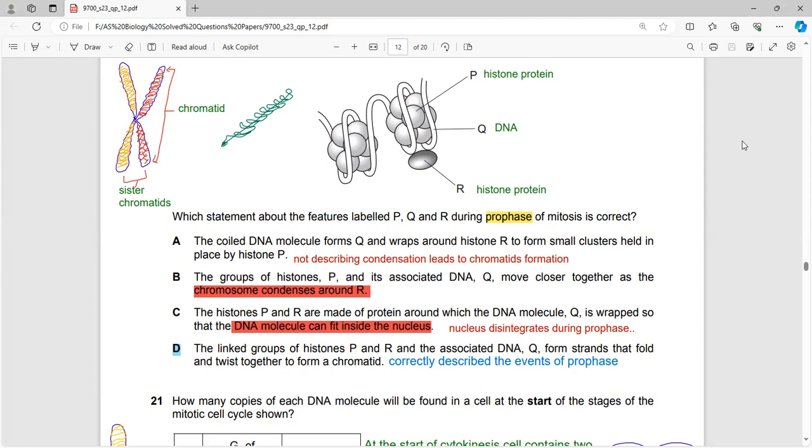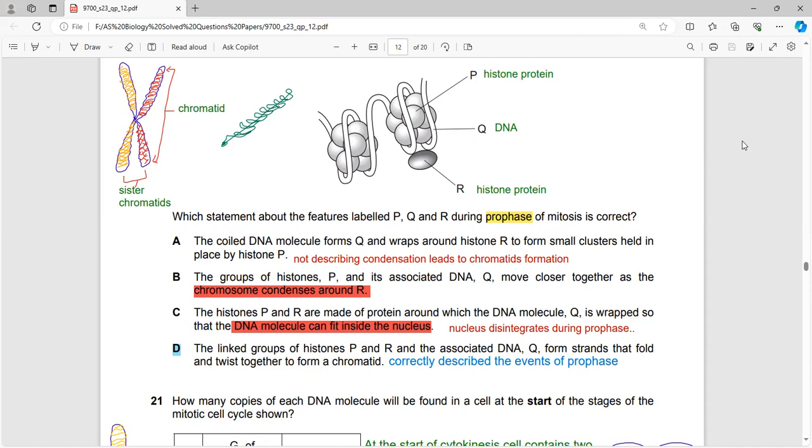Now the B option: the group of histone protein P and its associated DNA molecule Q move closer together as the chromosome condenses around R. So in this way, the histone proteins are coming closer.